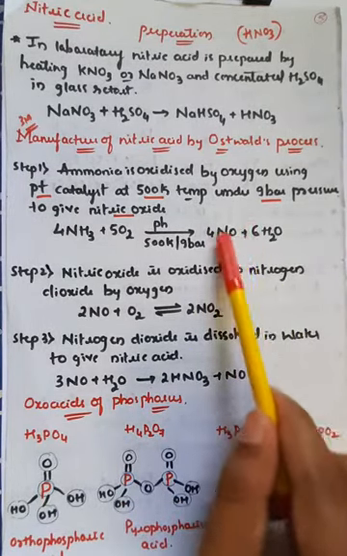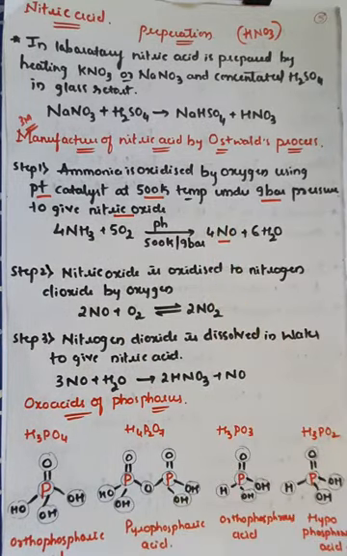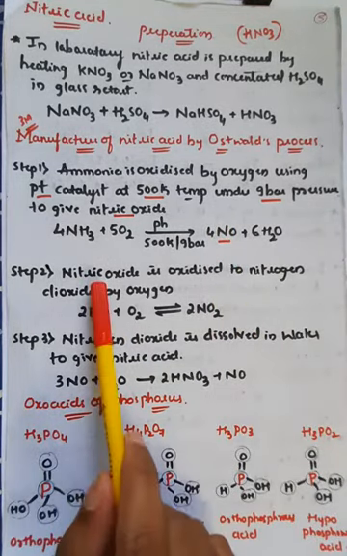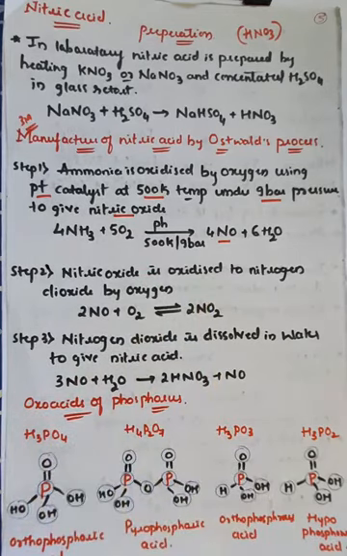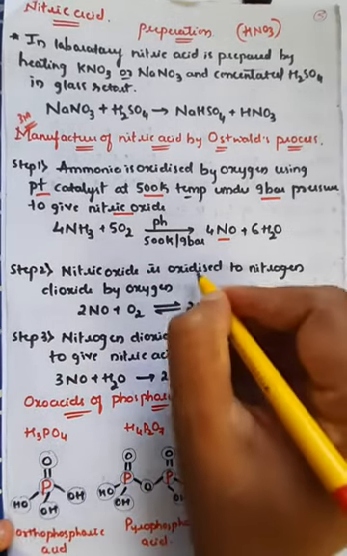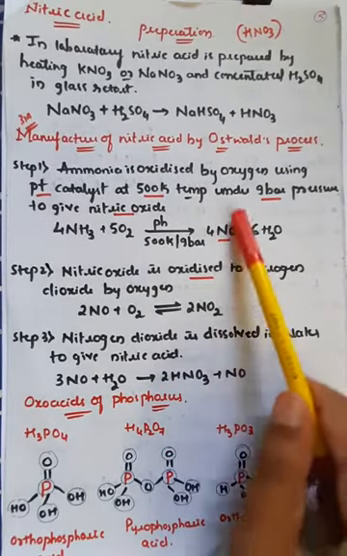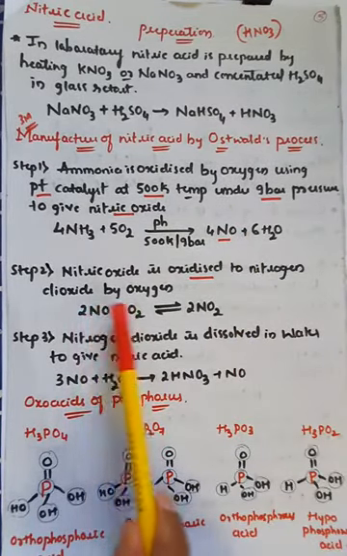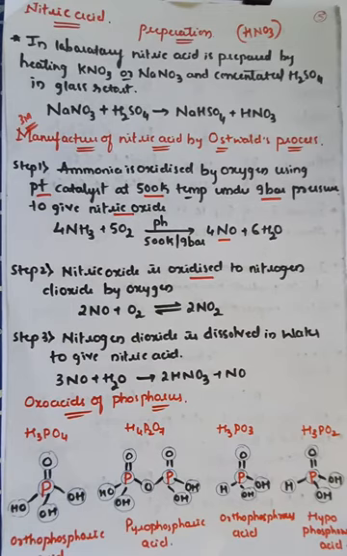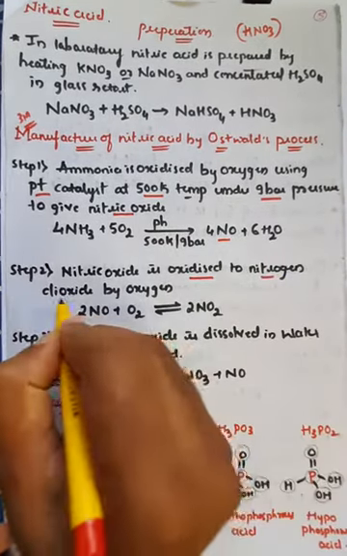So the main product is nitric oxide. In the second step, the same nitric oxide is oxidized. Remember, oxidation means addition of oxygen, right? So the product we got in the first step, if you react it again with oxygen, it will convert into nitrogen dioxide.